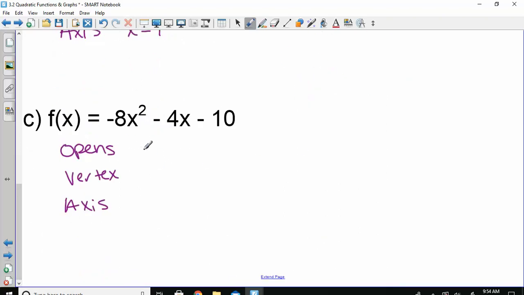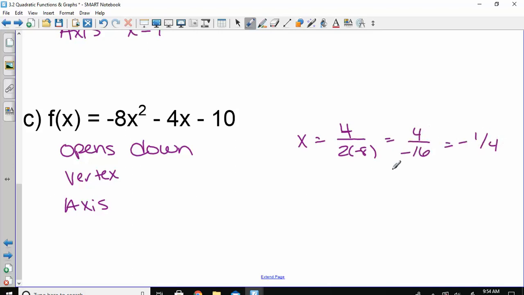All right, this one opens down, so it has a maximum. Vertex, opposite of B, so that'd be positive 4 over 2 times A. So you get 4 over -16, so negative 1/4 for the x value. Plug that in to get your y. So negative 1/4 squared would be 1/16 times negative 8 is negative 1/2 plus 1 minus 10. So negative 19 over 2.